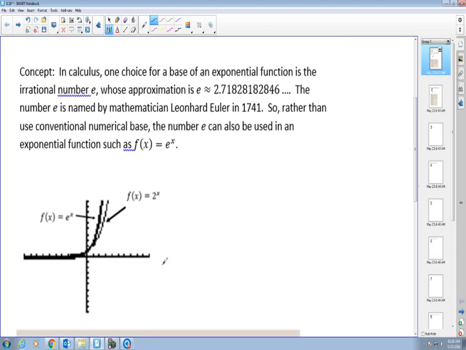And here I have an example of the difference between using a base e versus using a base 2. Very similar, not too much of a difference. It's just that base e is slightly bigger than base 2.